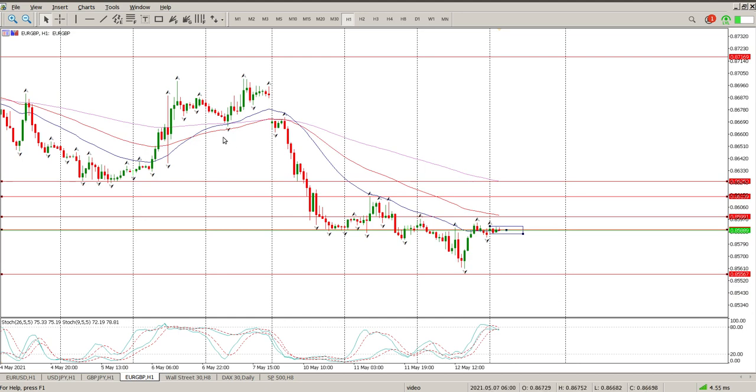Anyway, that's it in Forex. Dollar looking interesting, and pound looking like it's in a bit of a holding pattern, but there are some opportunities brewing at the moment.